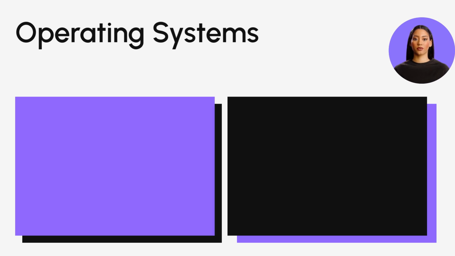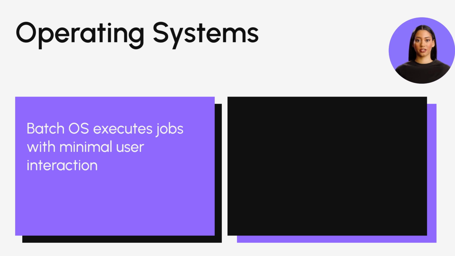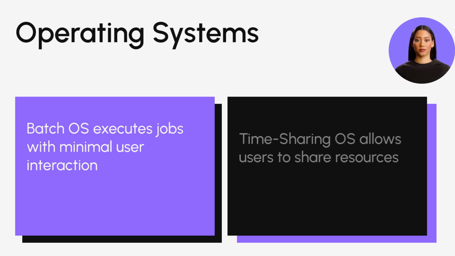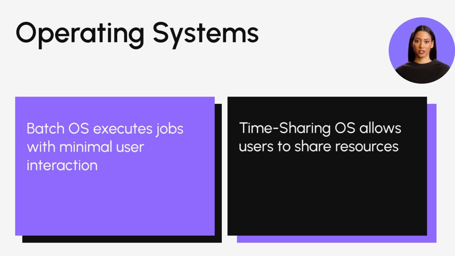Operating systems are categorized by hardware environment and user needs. Batch OS executes jobs with minimal user interaction. Time-sharing OS allows multiple users to share resources. Distributed OS manages multiple computers as a single system. Network OS provides services over a network. Real-time OS responds within specific time constraints.